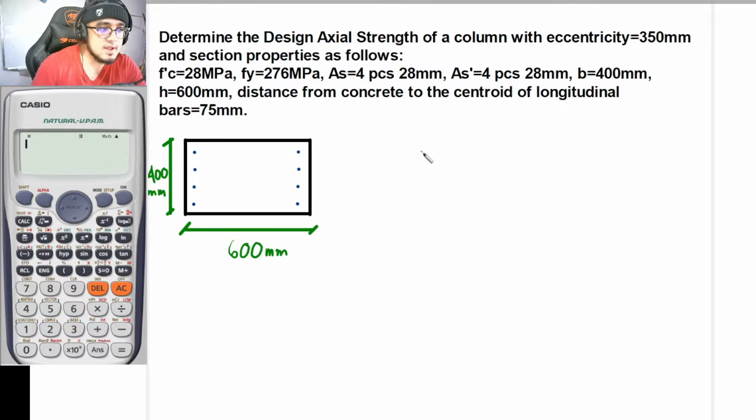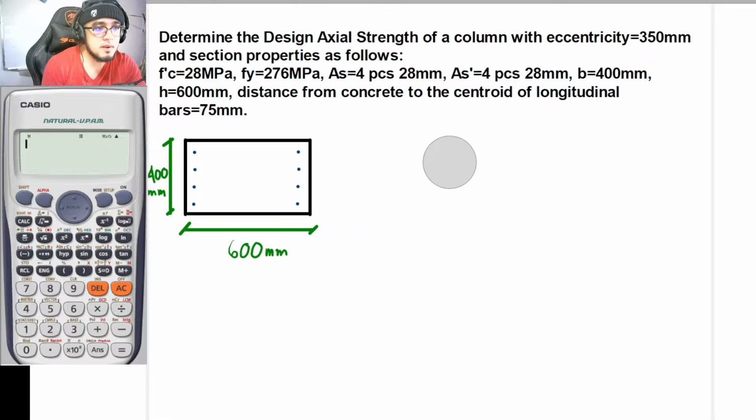But disclaimer, guys, this method that I will show you is not the only method in determining the strength or the design axial strength of a column with eccentricity. Moving forward, if you have already watched the previous video, the first thing that we will be doing here is solving for e balanced. Why will we solve for e balanced? That is for us to have a basis for our assumption.